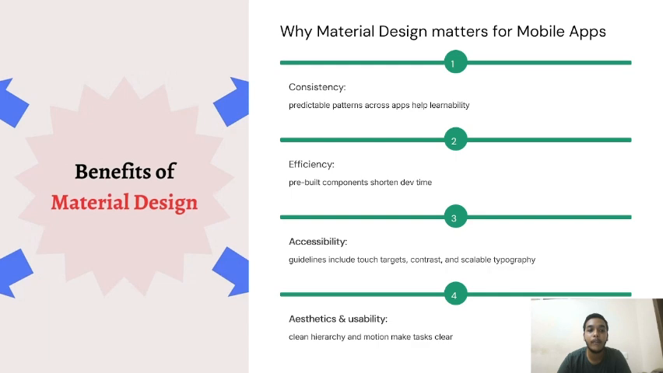Now coming to the benefits of material design and why material design matters for mobile application development. The first one is consistency. Predictable patterns across apps help learnability. The second one is efficiency. Pre-built components shorten dev time. The third one is accessibility. Guidelines include touch targets, contrast, and scalable typography. The fourth one is aesthetics and usability. Clean hierarchy and motion make tasks clear. These are the four main benefits of material design.